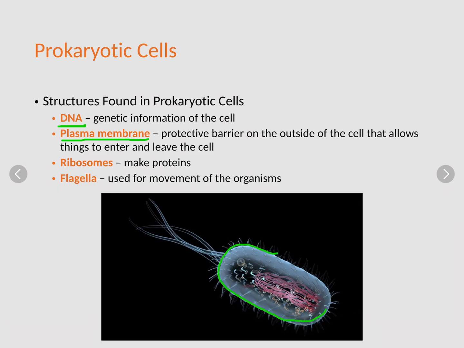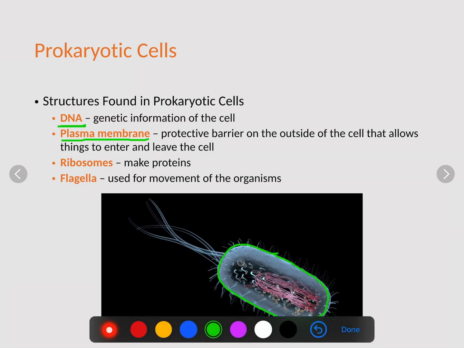Again, this is made of phospholipids, and this protective layer just keeps everything in place. Ribosomes are also present inside of here, and ribosomes are, remember, where our proteins are made. And remember, all organisms need proteins, and the instructions for the proteins come from our DNA. And the final thing that's found in a prokaryotic cell is this flagella right here. And again, the flagella is used for movement. It's almost like a whip-like structure that's used to move it through a liquid environment.